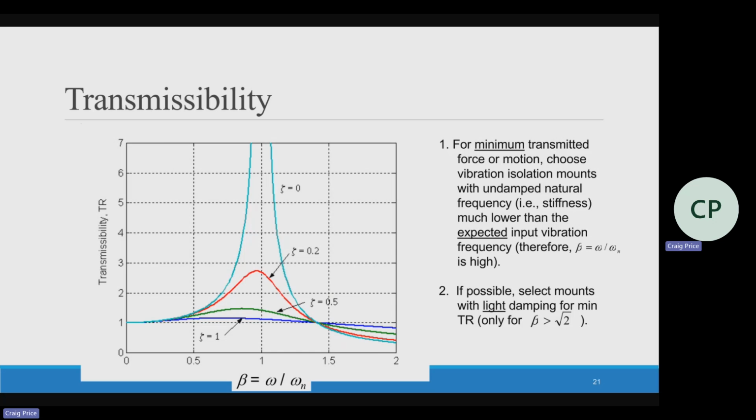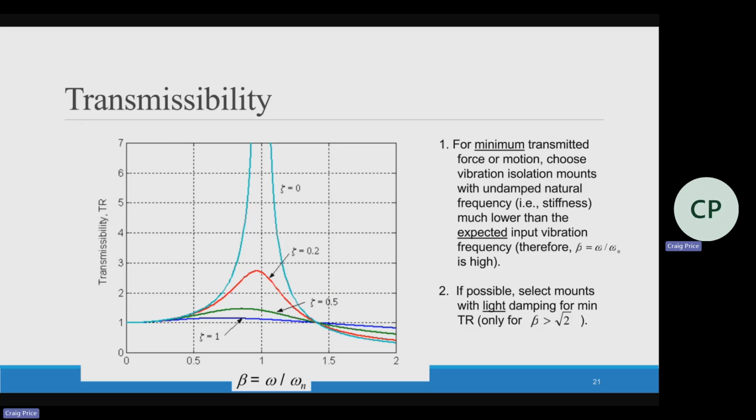And then selecting mounts with light damping. Actually with the lighter damping, if we're running up here, that's where we see the lowest transmission. If we have a lot of damping, we don't see as much of a change. It's kind of constant over a large range of frequencies. So that's just another way.